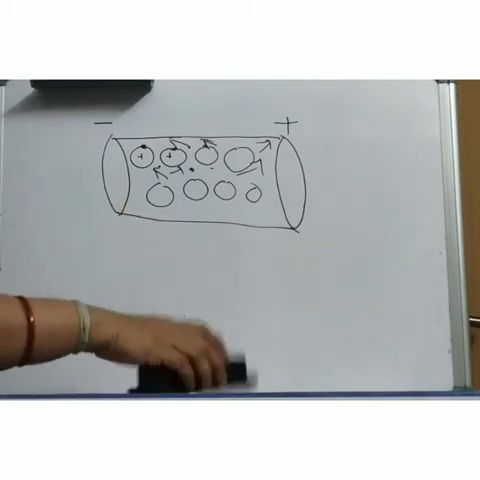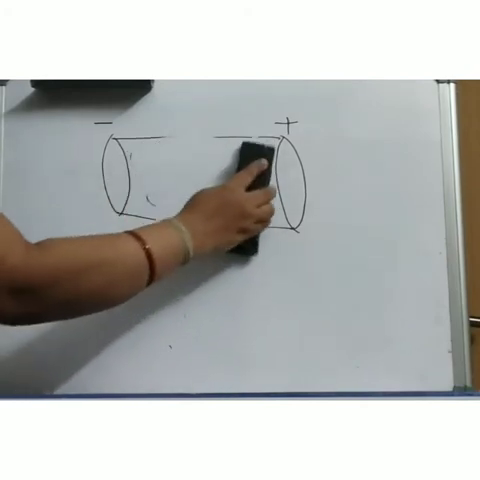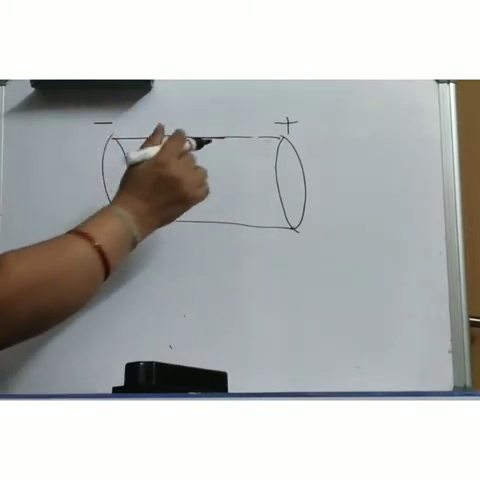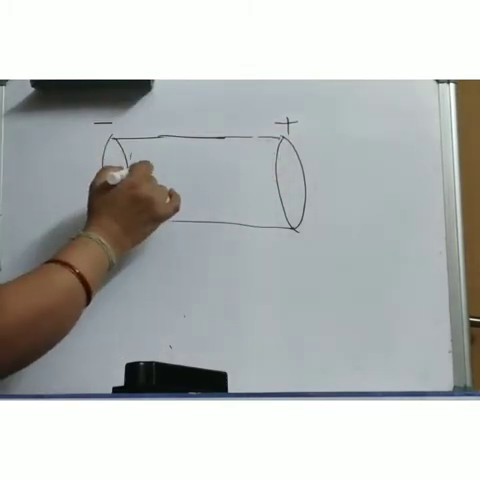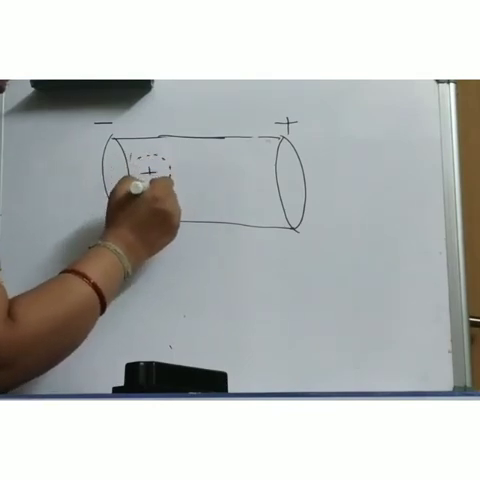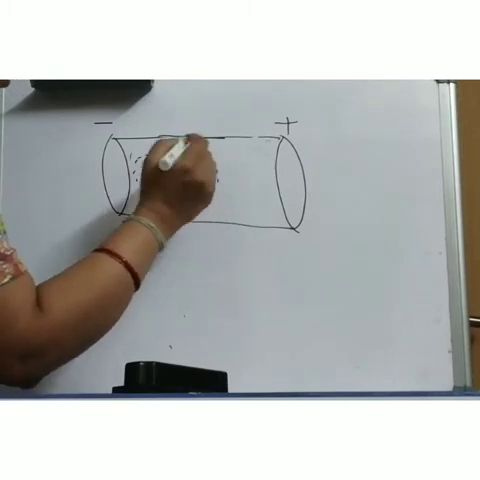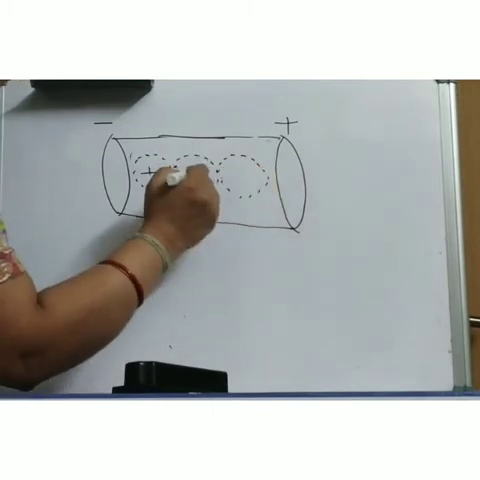Suppose now we have connected the copper wire to the positive terminal, that means to the battery. Let the battery's positive terminal be over here and the negative terminal here. Now see, there will be a lot of copper atoms. For the explanation purpose, I am drawing it like this.